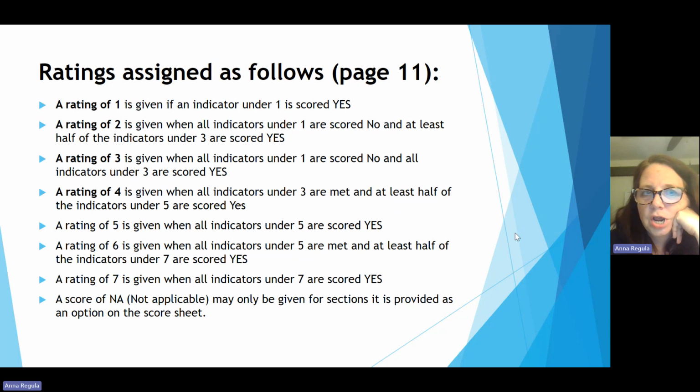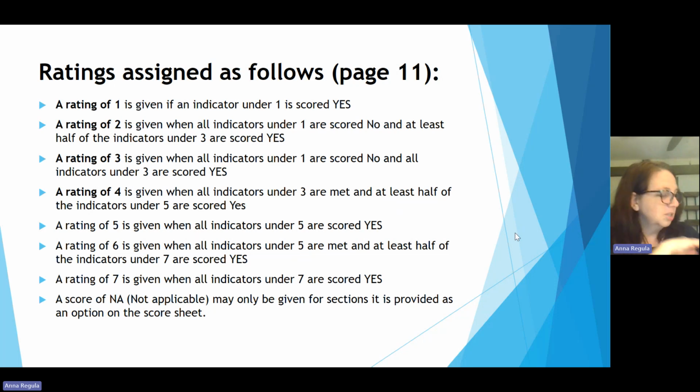So who came up with this? I don't know. A rating of 1 is given if an indicator under 1 is scored yes. So let's go to one of these score sheets. If it's diapering, almost no attention given to ensuring sanitary diapering. If you say yes, that's a negative thing. So immediately you're only getting a 1.